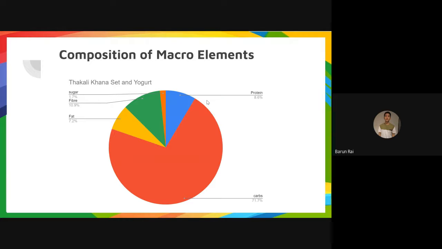And the composition of macro elements is thakali khana set and yogurt. We have composite. Sugar contains 1.7% and fiber contains 10.9%, and the fat is 7.2%, and the protein is 8.6%, and the highest is carbohydrates, which is 71.7%. Next slide.